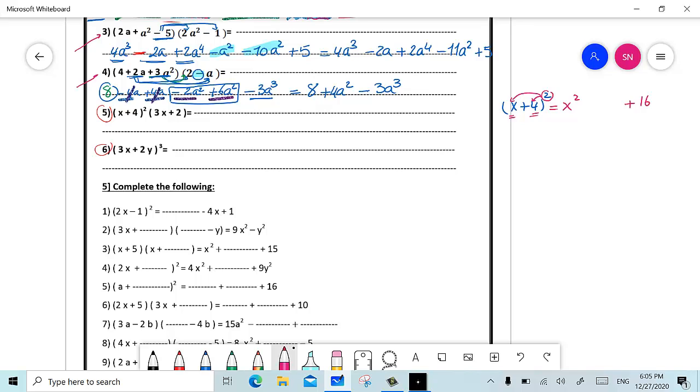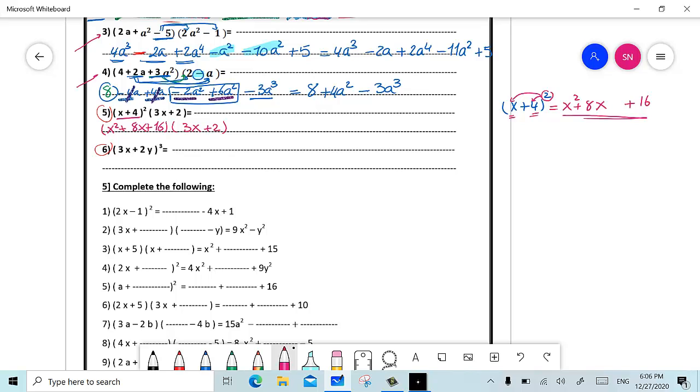First, let's go and multiply the numbers. 2 times 4, this is equal to 8. And x is going to remain as it is. 2 times 4 times x, this is equal to 8x. So now I know that x plus 4 all squared is equal to x squared plus 8x plus 16. Now I'm going to take x squared plus 8x plus 16, and I'm going to multiply it by 3x plus 2.